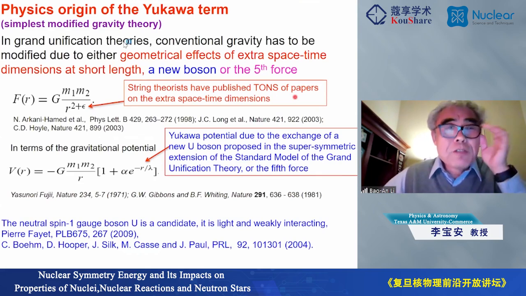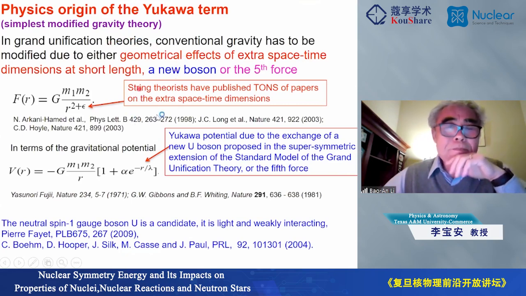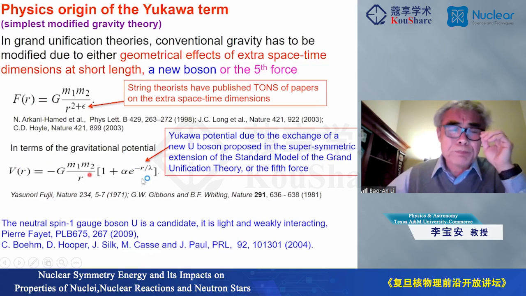The simplest modified gravity theory is the so-called non-Newtonian gravity theory, based on some theories. The gravity is not just one over r squared, but you may have a little extra term here, which modifies the short range behavior of gravity. Corresponding to this, you can introduce a Yukawa term in the gravitational potential.